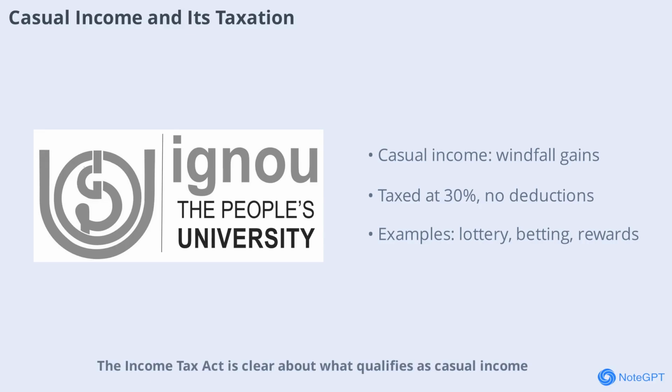The Income Tax Act is clear about what qualifies as casual income, ensuring that windfall gains are taxed appropriately. For instance, if someone wins a lottery or receives a reward for tracing a lost item without prior arrangement, that amount is taxed as casual income. This distinction helps maintain fairness in the tax system and prevents confusion between regular and irregular sources of income.